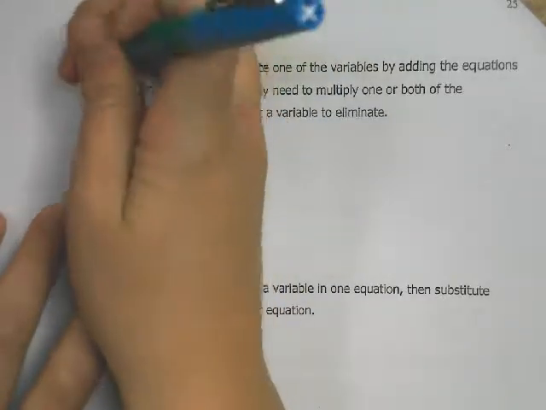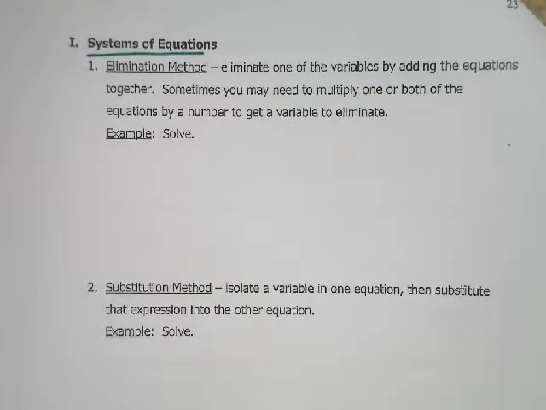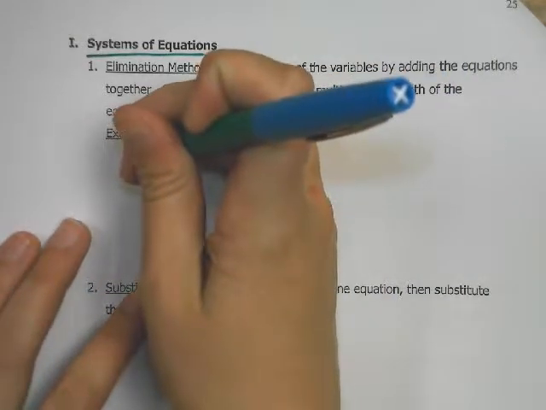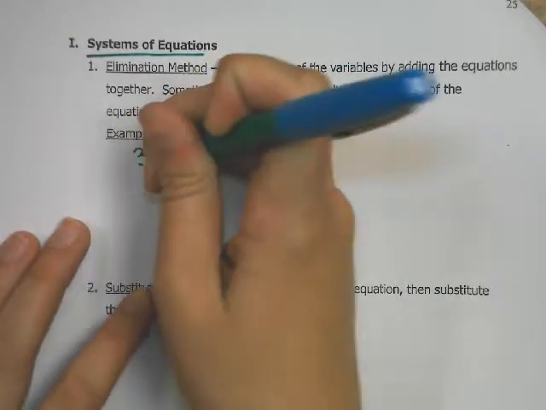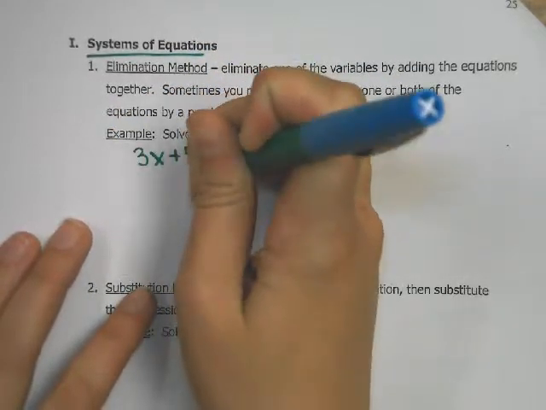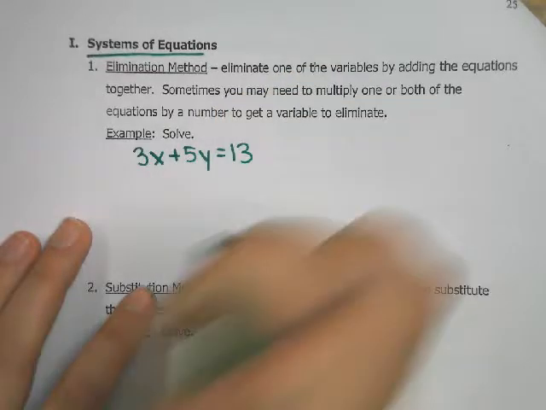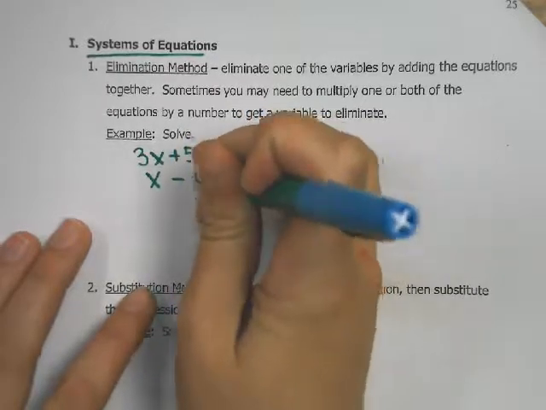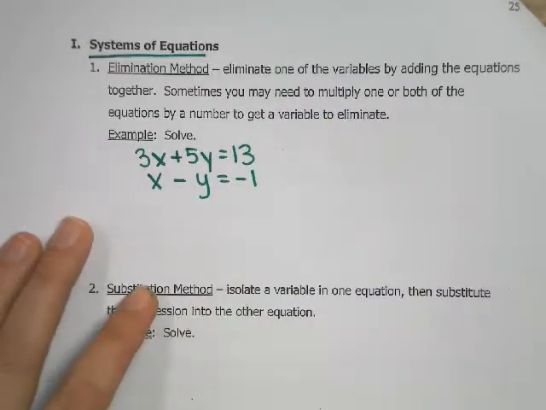So the first method we can use to solve a system of equations, which just means we have more than one equation, is to use the elimination method, to eliminate one of the variables by adding the equations together. It says sometimes you may need to multiply one or both of the equations by a number to get the variable to eliminate. So let's look at an example of this. We are going to solve 3x plus 5y equals 13 and x minus y equals negative 1.